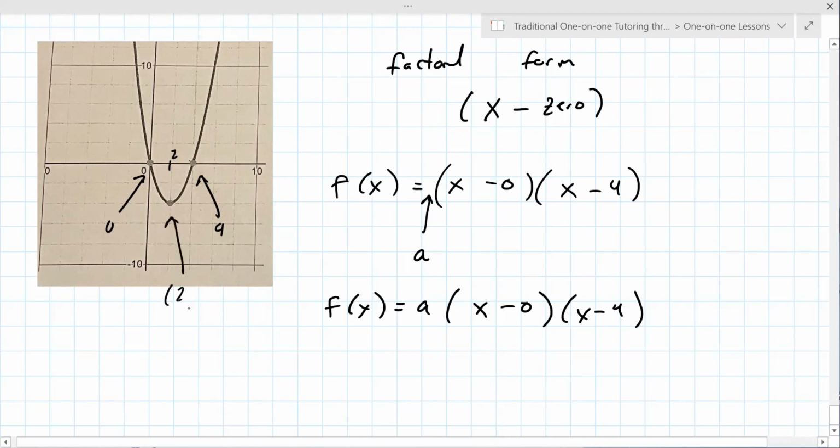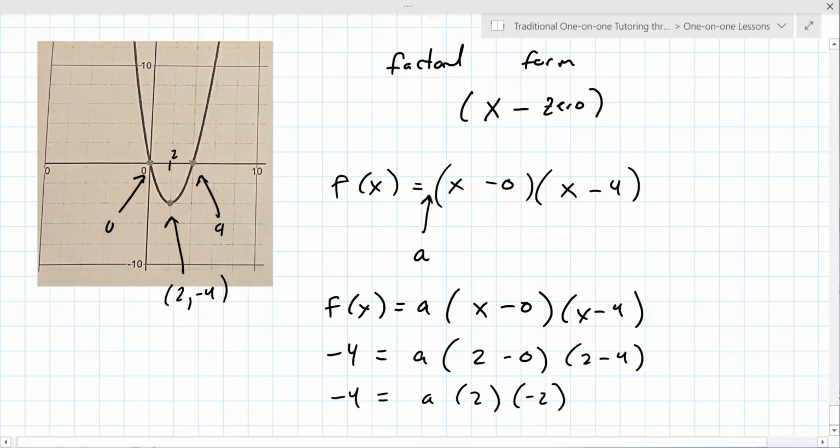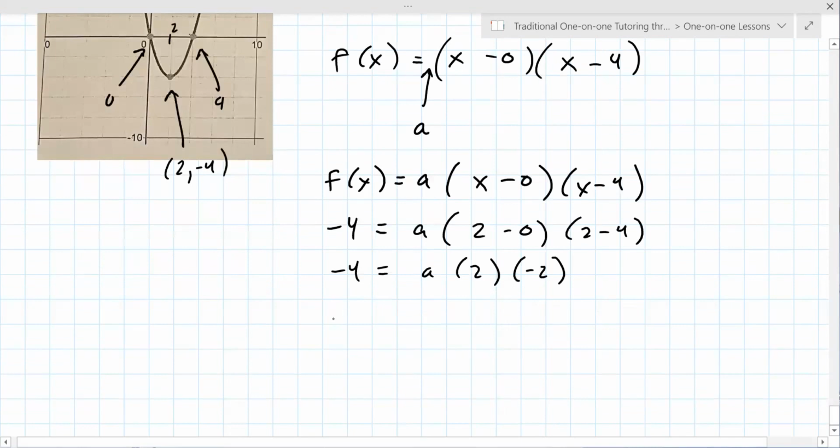This is 2, negative 4. So we can use that to figure out a. So we're basically saying when f of x is negative 4, x is 2: negative 4 equals a times 2 minus 0, 2 minus 4, which is a times 2 times negative 2. Negative 2 times 2 is negative 4, so this is negative 4a. Divide both sides by negative 4, and a equals 1.